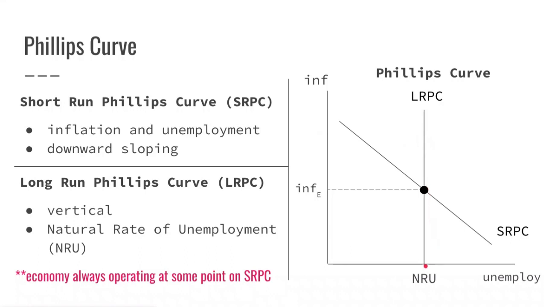An important note, which we'll go over later about why it is so important, is that the economy is always operating at some point on the SRPC curve. Right here you can even see this is our long run equilibrium, where the SRPC and LRPC intersect. And we're always operating on this curve here.